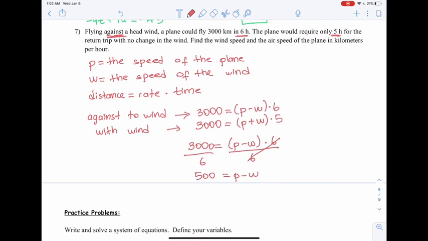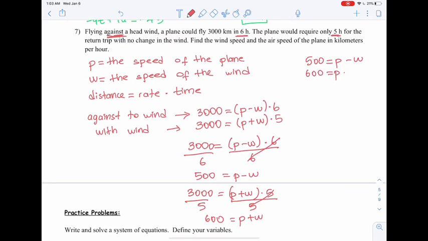And let's do the same thing for the second equation, which is 3,000 is equal to P plus W times 5. So I'm going to divide both sides of the equation by 5. And from here, it is going to be 600. So P plus W is equal to 600. Now I have a very simple system to solve. So we have 500 is equal to P minus W, and 600 is equal to P plus W.